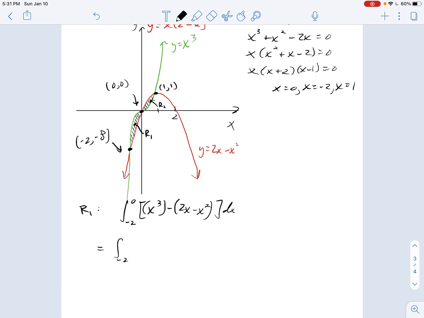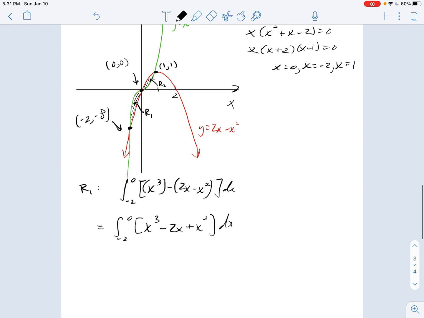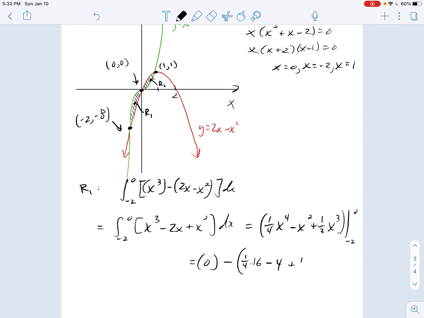So I will attempt to do this rather quickly. We have x cubed minus 2x plus x squared. My antiderivative is 1/4 x to the 4th minus x squared plus 1/3 x cubed from negative 2 to 0. If I plug in 0, I just get 0, which is convenient. If I plug in negative 2, I have 1/4 times 16 minus 4 plus 1/3 times negative 8.